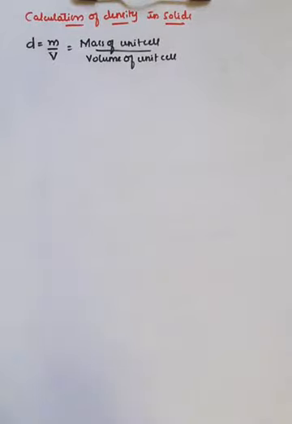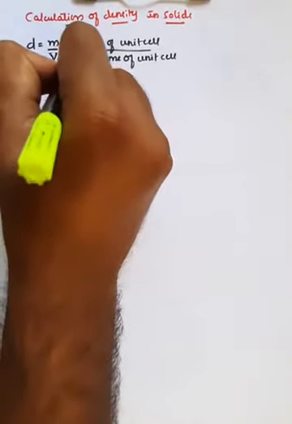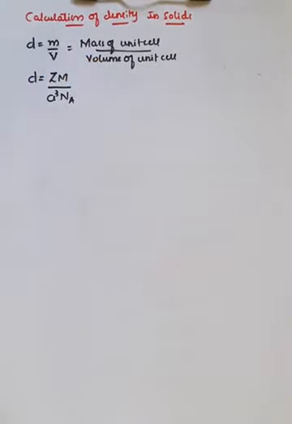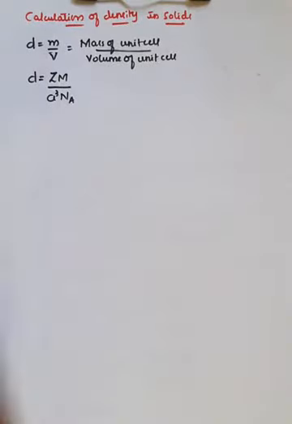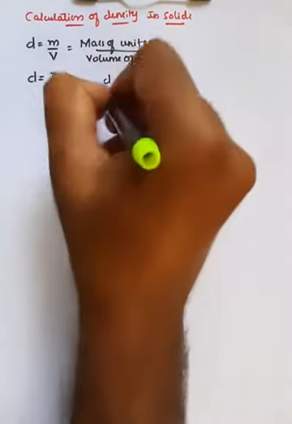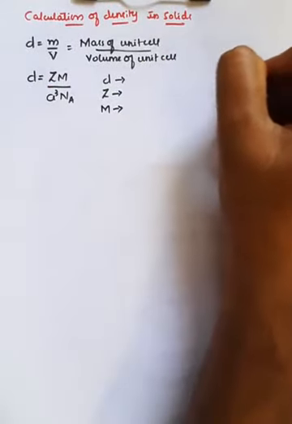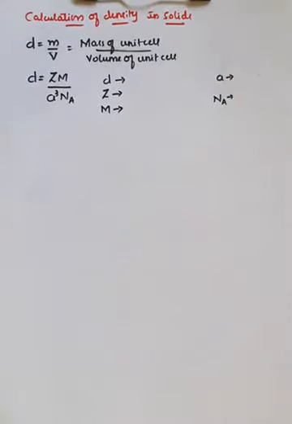So due to inclusion of the total number of atoms, this density formula is modified into D is equal to Z into M divided by a cube into Na, right? So where D represents density, Z represents number of atoms, M represents mass of the substance, a represents the edge length, and Na represents the Avogadro value, that is a constant value, 6.022 into 10 raised to 23 per mole, right?